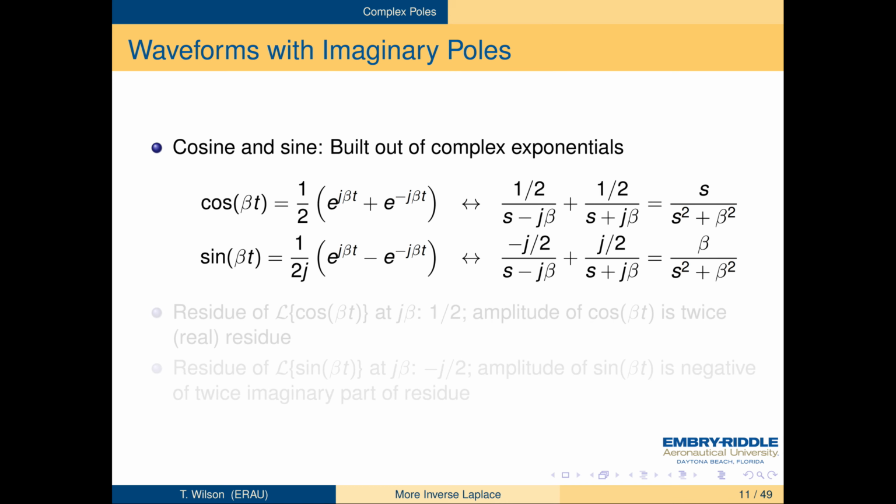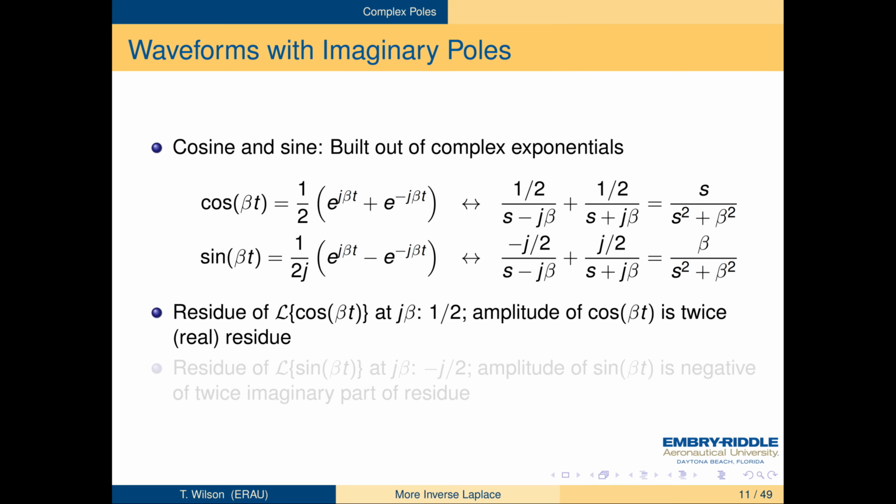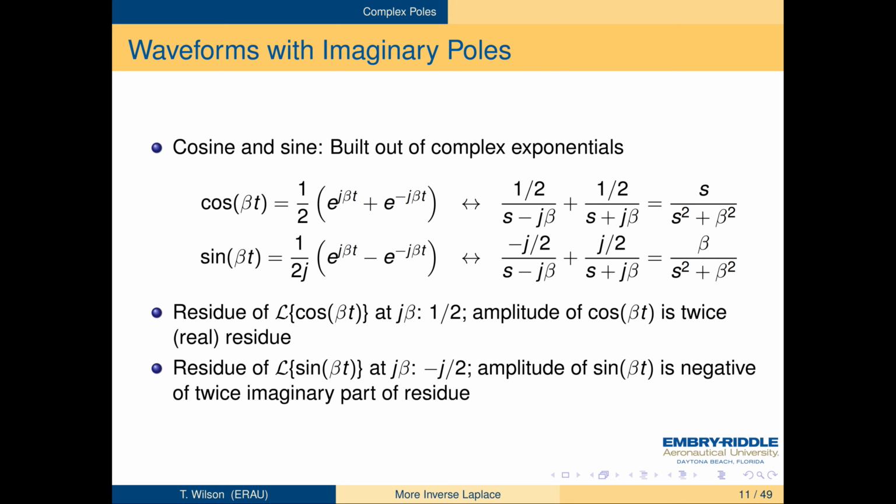When we find the Laplace transform of cosine and sine by transforming the individual terms, we see that both transforms have the same poles, but the residue at those poles is different. In particular, we can see that 1/2 is the residue of the Laplace transform of cos beta t at s equals j beta, and that the real amplitude of cos beta t is twice the real residue value. For sine, the residue at j beta is minus j over 2, and the amplitude is twice the negative of the imaginary part of the residue. What happens if we add sine and cosine?